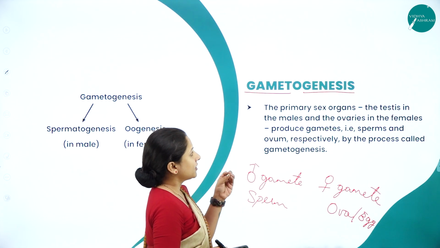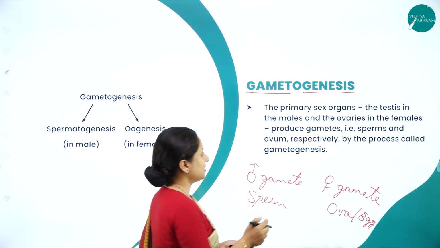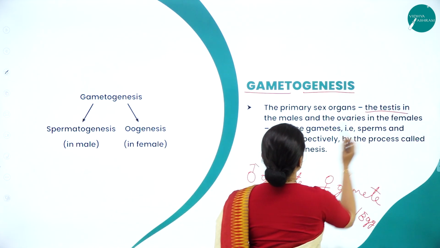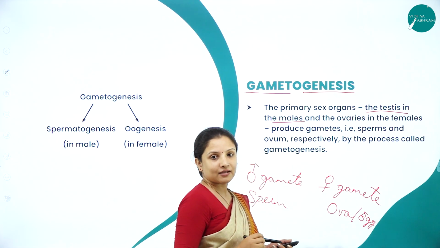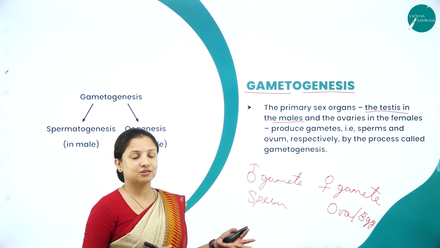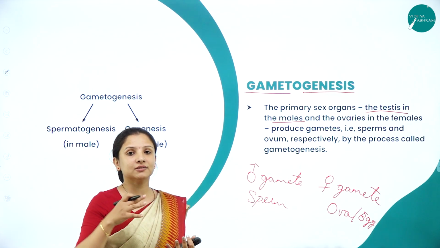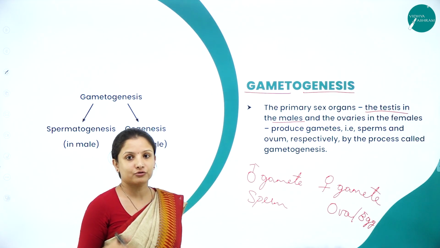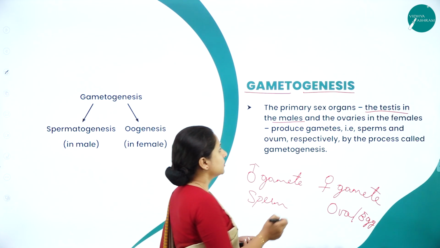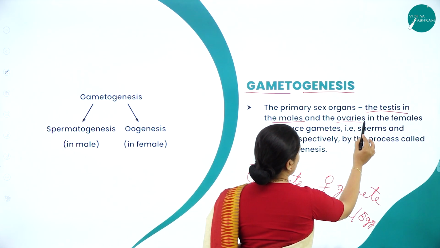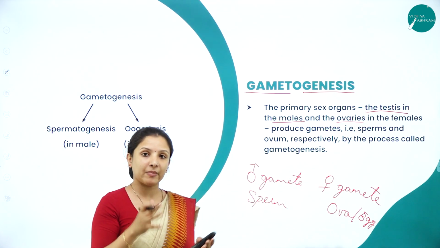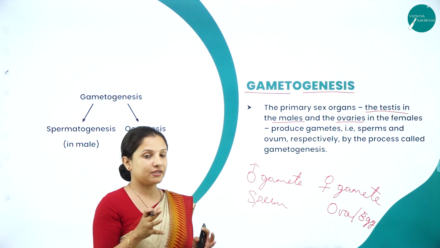So therefore, what are the primary sex organs, the secondary sex organs, and the external genitalia, all this I have done in session 1 and session 2, so you can have a look into it. The primary sex organ in the male is the testis, and in the female, it is the ovary.